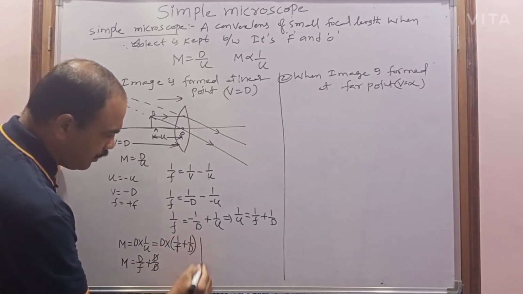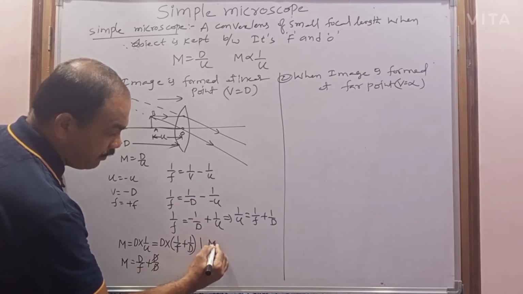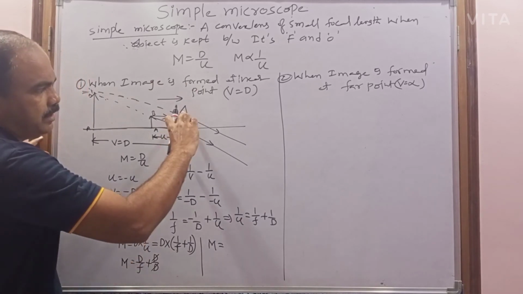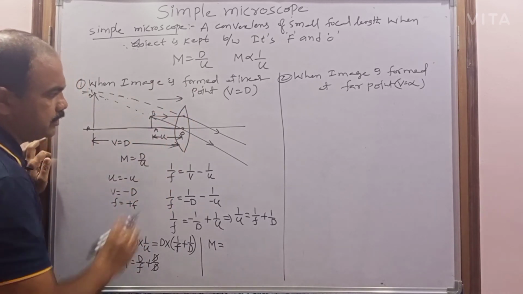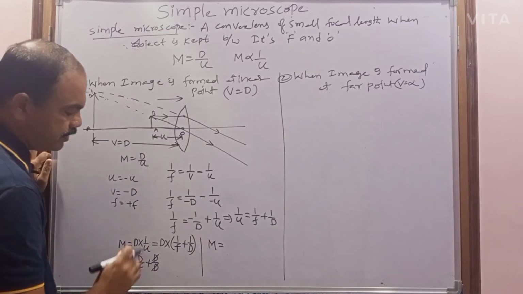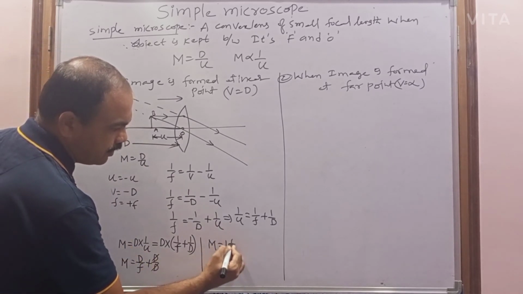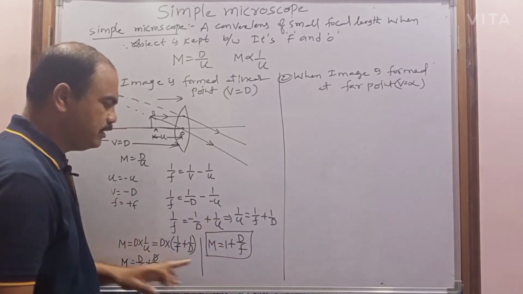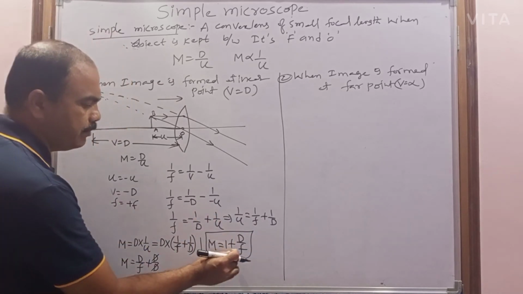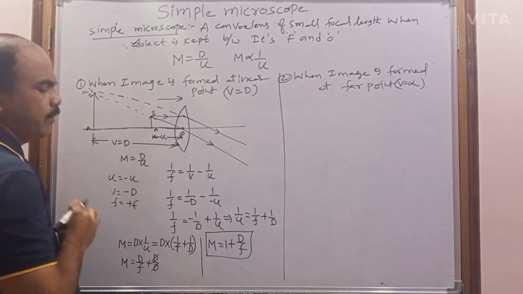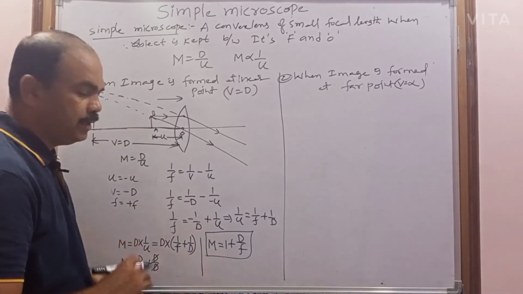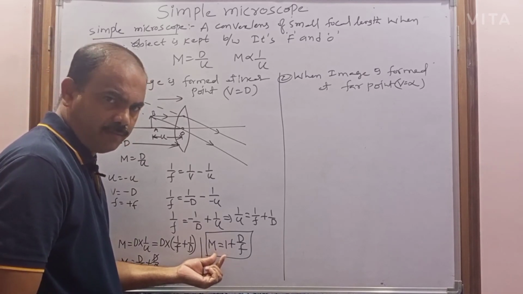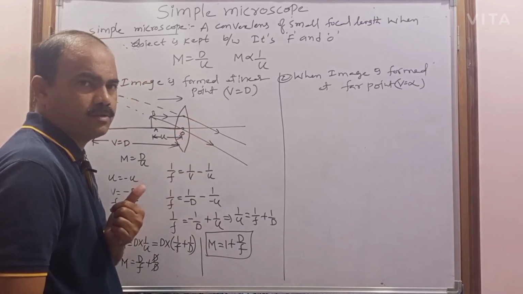So what is the magnifying power of the simple microscope when the image is formed at the near point? By adjusting this convex lens, we form the image at the near point. When the image is formed at the near point, the magnification is 1 plus D by f. This is the magnification formula, and it is also called the maximum magnification for the simple microscope.